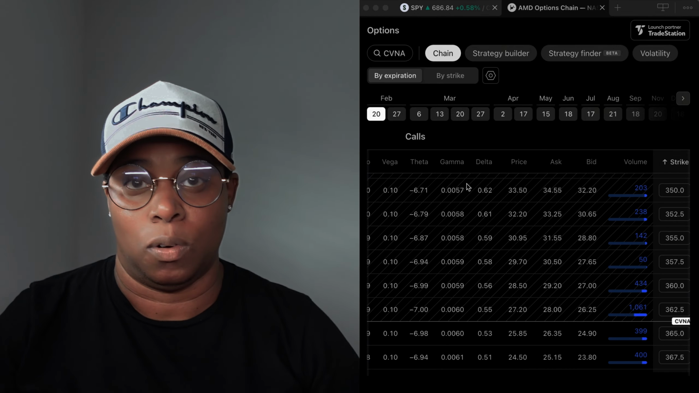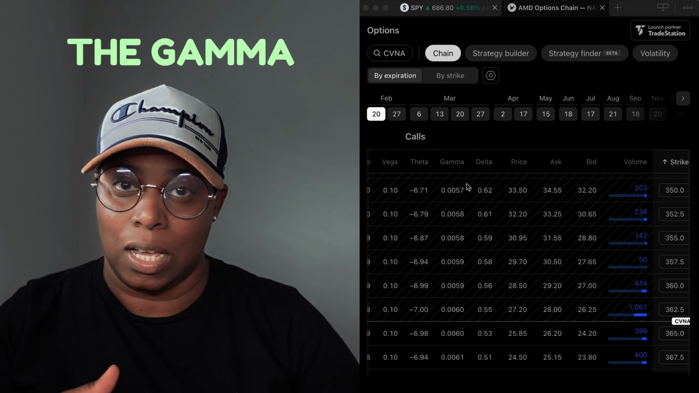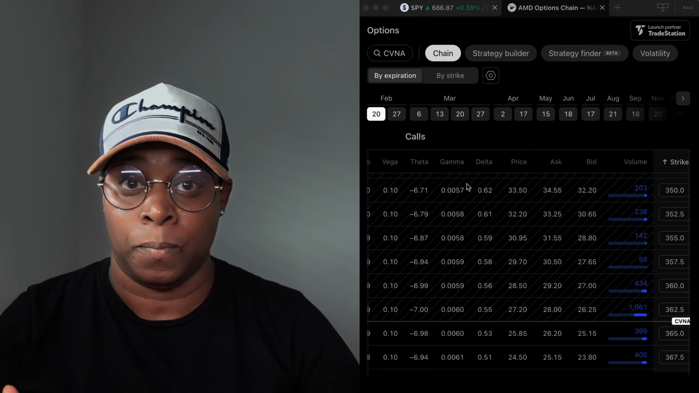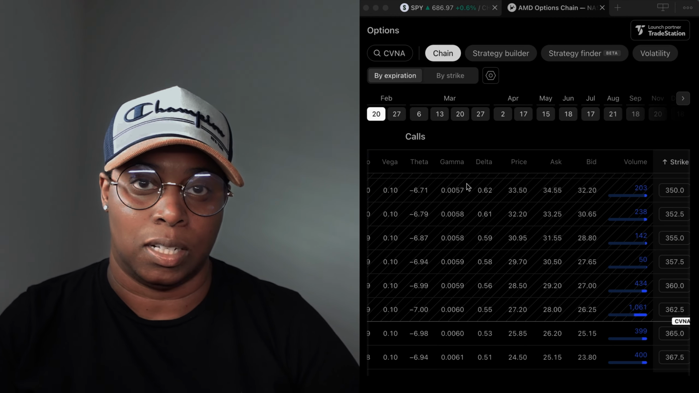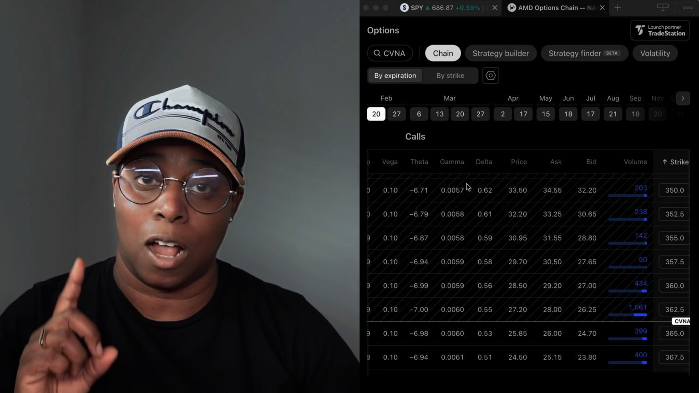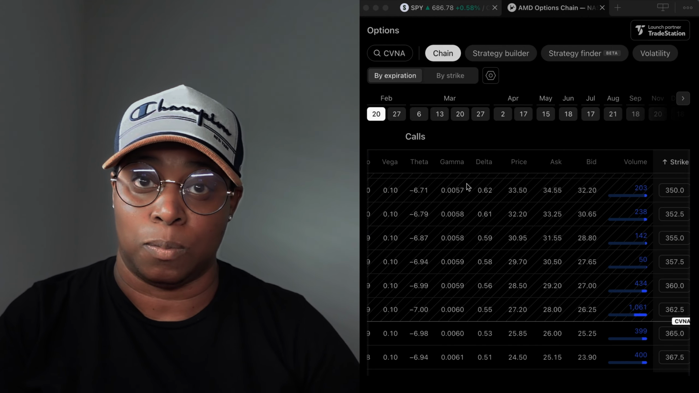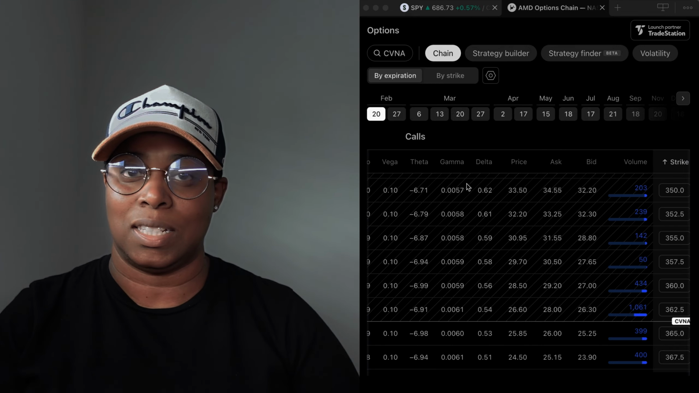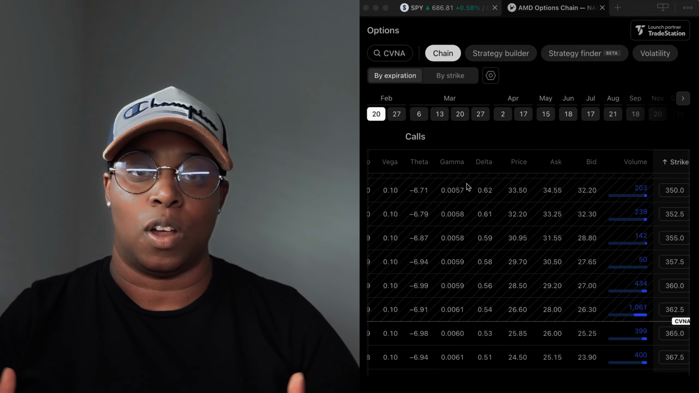Let's get into the second one, which is the gamma. Now the gamma ties directly into the delta. The gamma lets you know how much your delta is going to move in value, up or down, per dollar that the stock moves. So if you have a 50-cent delta and the gamma is, just hypothetically, 5 cents, then if that stock moves up by $1, your delta is going to increase by 5 cents. Now you have a 55-cent delta. This is why I say you potentially calculate your profits, because it could be more or it could be less.